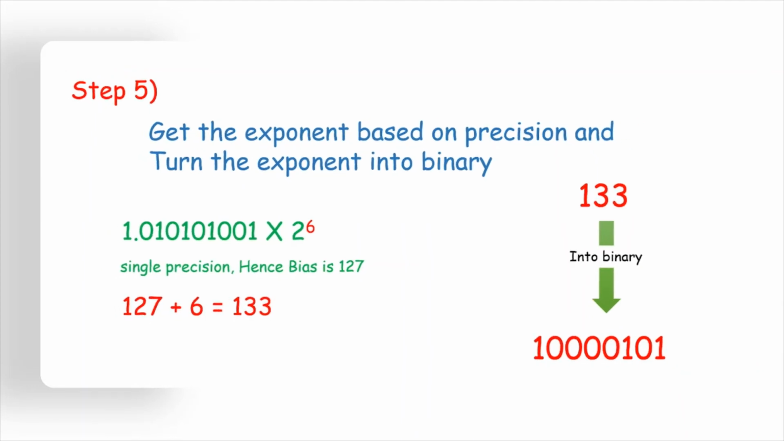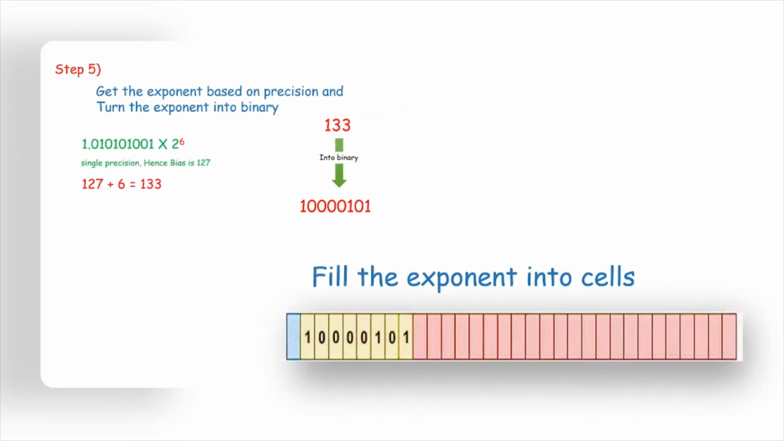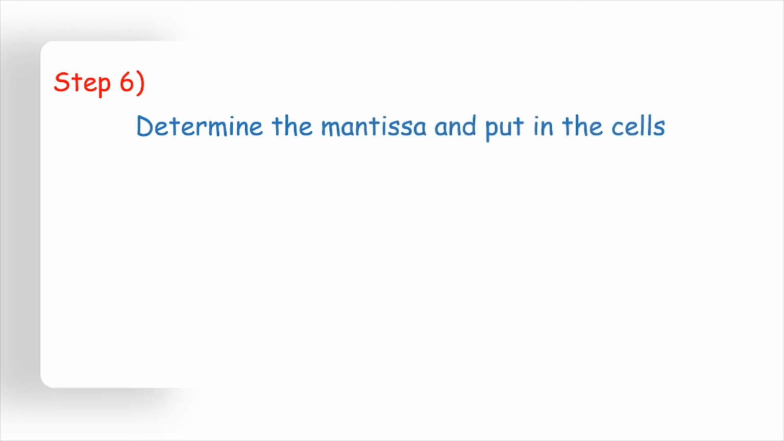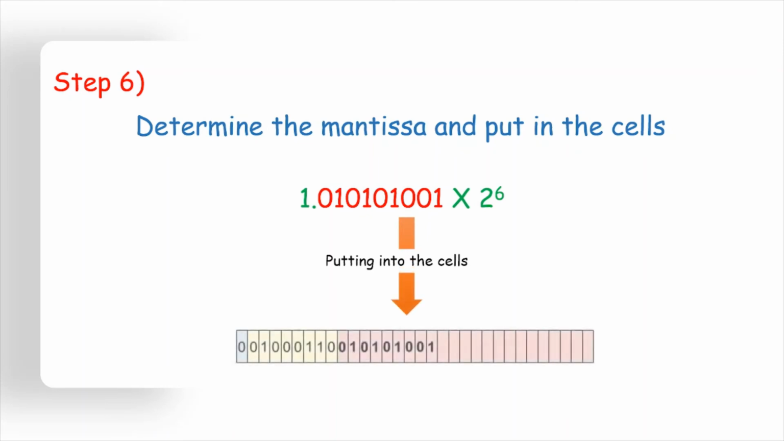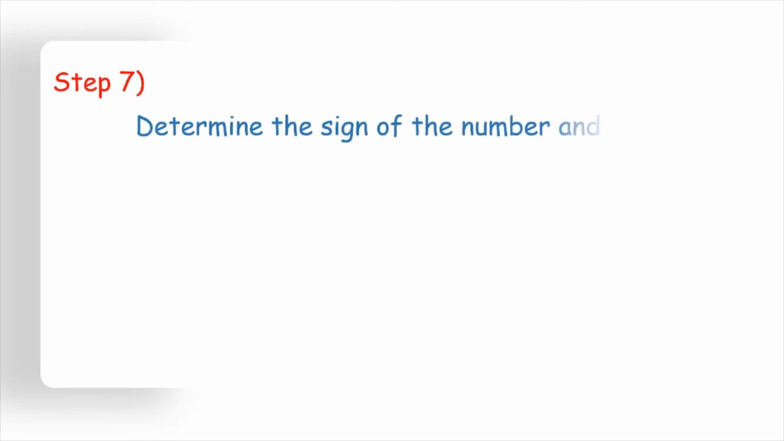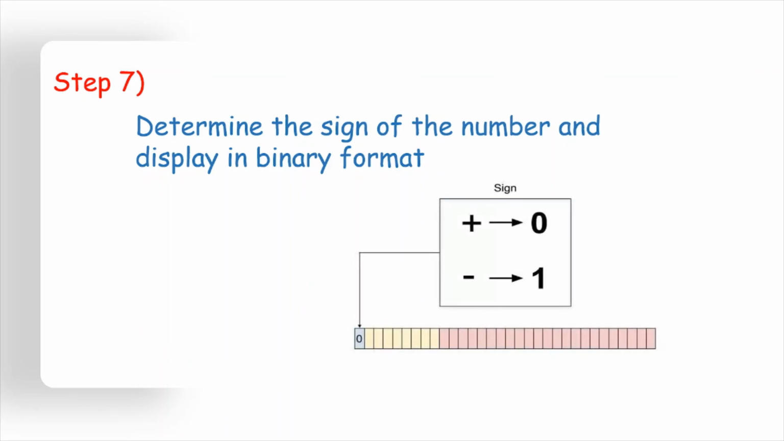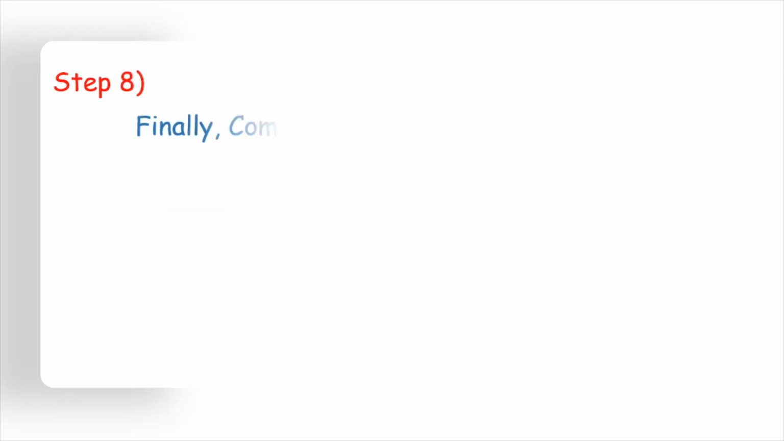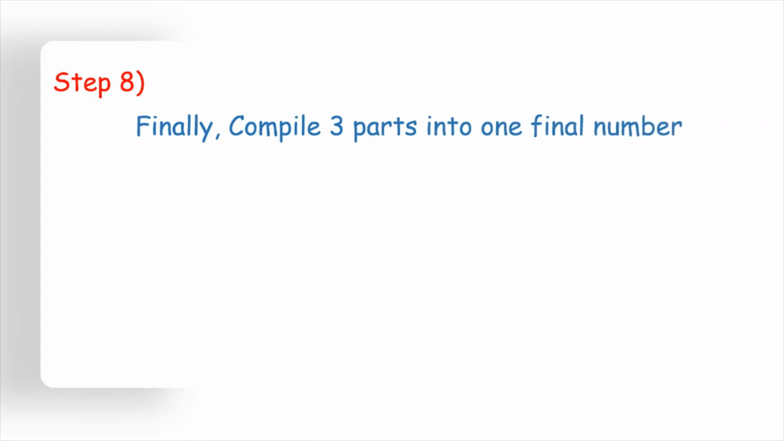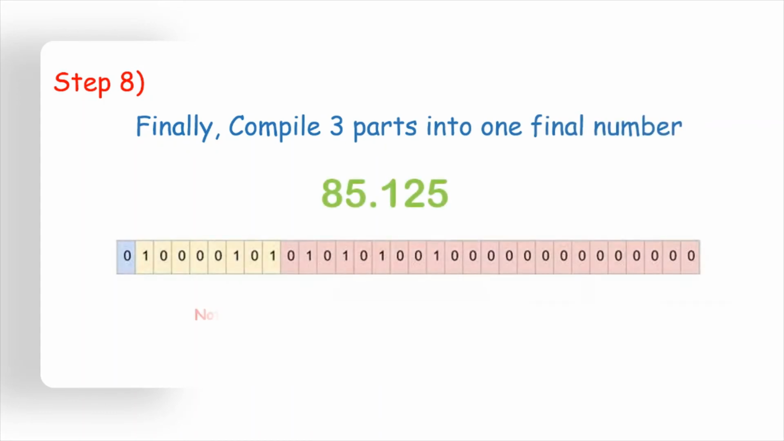In step 5, get the exponent based on precision and turn the exponent into binary. Step 6, determine the mantissa and put it in the cells. Here in step 7, determine the sign of the number and display it in binary format. Finally, in step 8, we compile the three parts into one final number. Here we have a note: we have to fill the rest of the mantissa with zeros.